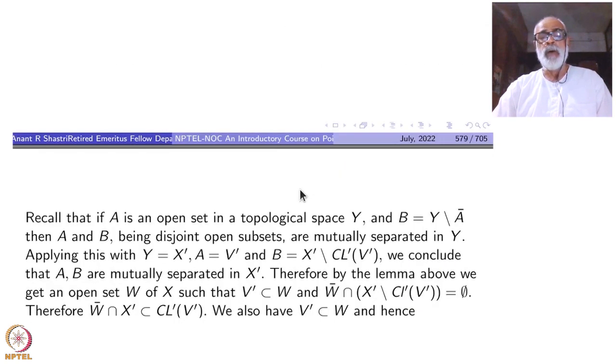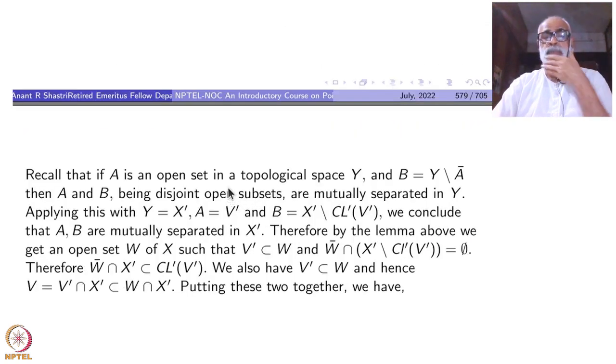All right. Now, recall that if A is an open set in a topological space Y and B is Y minus A bar, then A and B, being disjoint open sets, are mutually separated inside Y. Start with an open subset and take B to be Y minus A bar. So A and B are themselves disjoint open subsets, and they are separated by the boundary.